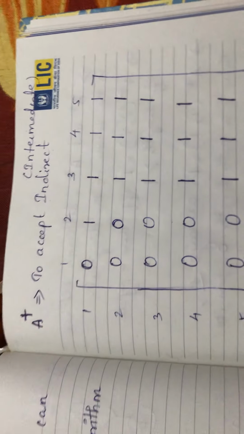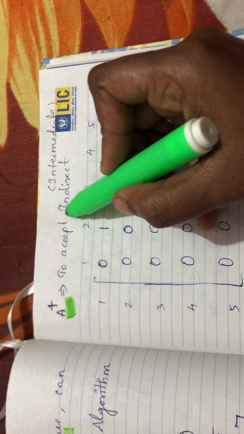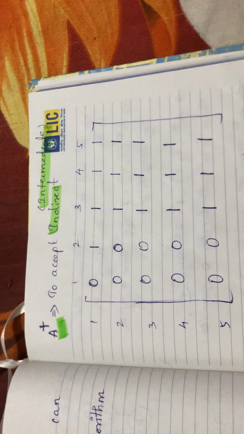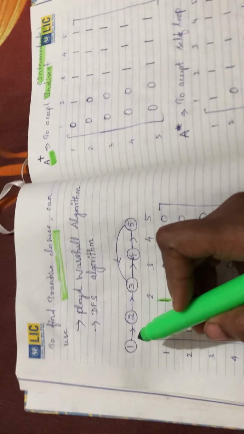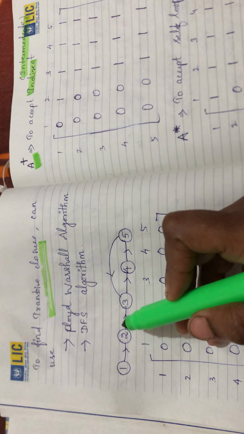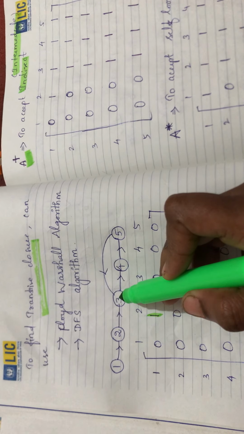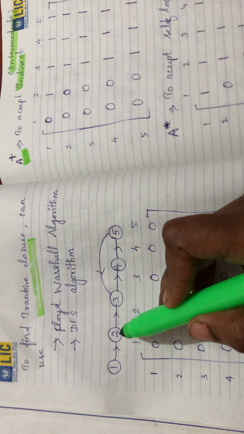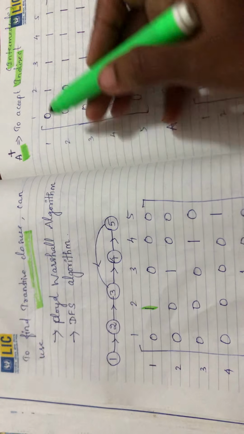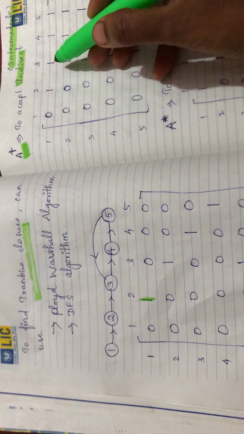From the matrix we calculate A plus. A plus is nothing but accepting indirect or intermediate paths. Intermediate path means, here 1 to 2 is a direct path. For 1 to 3, there is no direct path but an intermediate path is available, that is 1 to 2, 2 to 3. So here 1 to 2 is 1, and 1 to 3 is 1.